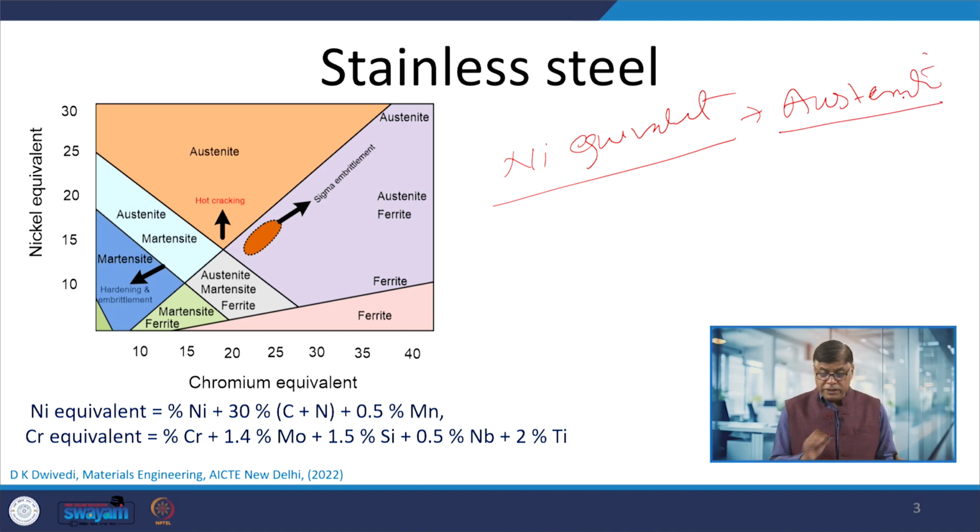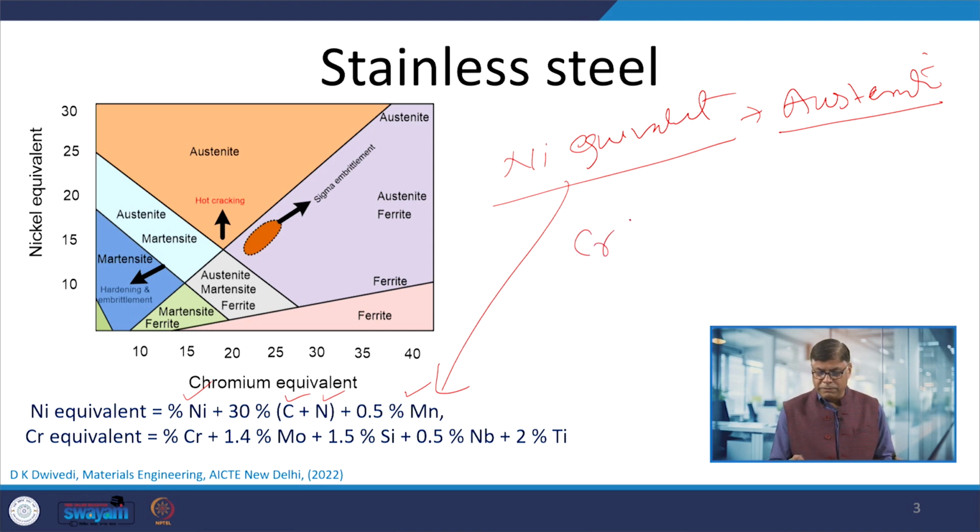So, all the factors having an effect similar to that of nickel are taken care of in the nickel equivalent equation. The nickel equivalent gives you a numerical value accounting for the weight percentage of nickel, 30 multiplied by the carbon and nitrogen weight percentages, and 0.5 multiplied by the manganese content. So, this is what gives us the nickel equivalent.